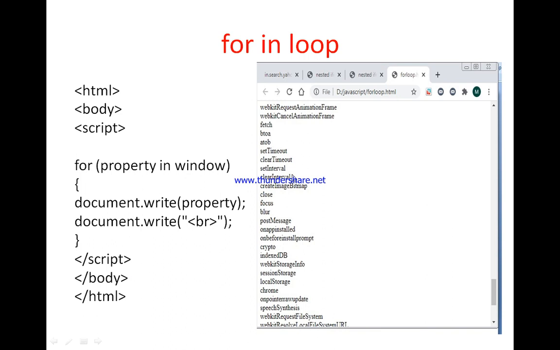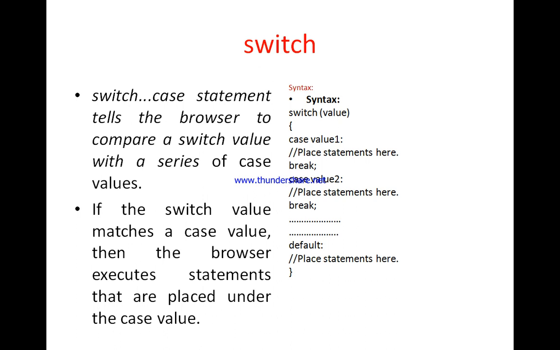Now if we run this program and see the output, we can see that a number of properties are displayed on the browser screen after execution. We don't know how many properties there are, but we know there is a definite number of properties, so we have used the for in loop. The for in loop here retrieves the properties from the window. Okay, so let us stop.